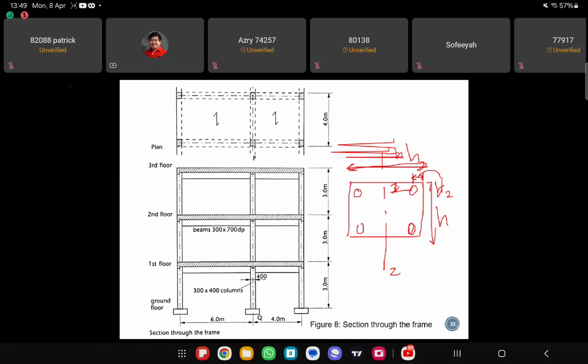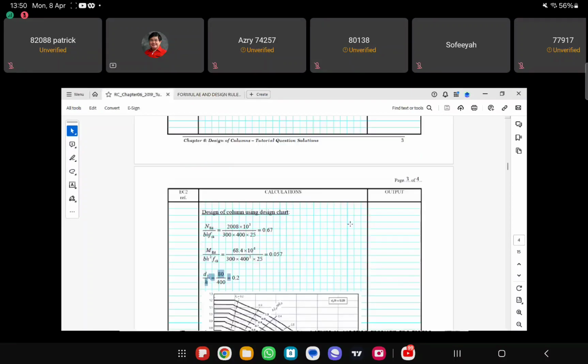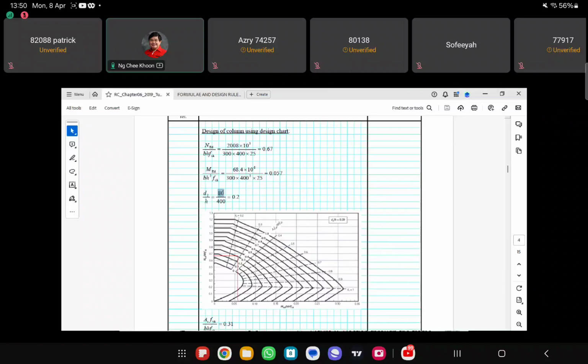Okay, so D2 normally is the cover plus, because you have links, normally it's the concrete cover plus link diameter plus half of the steel diameter, right? Okay, so we assume that is 80, right? And then 80 over 400, I get 0.2, right?